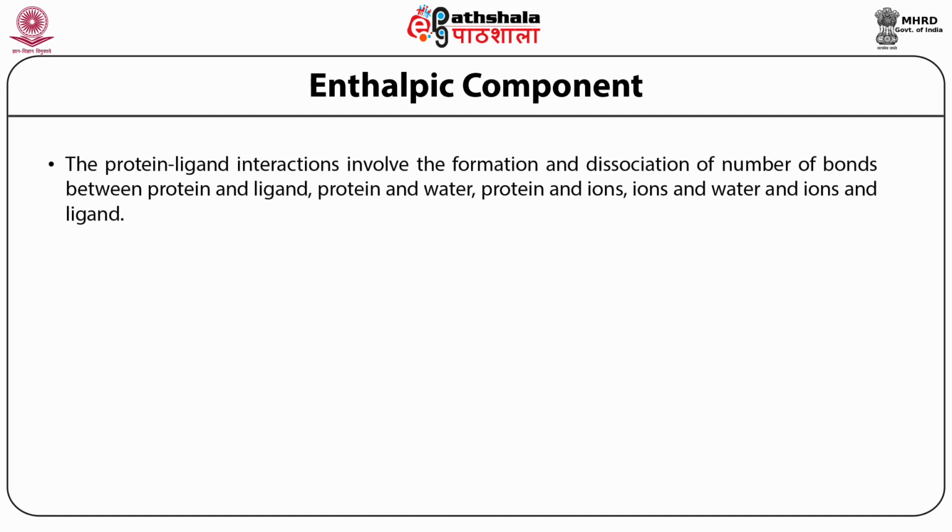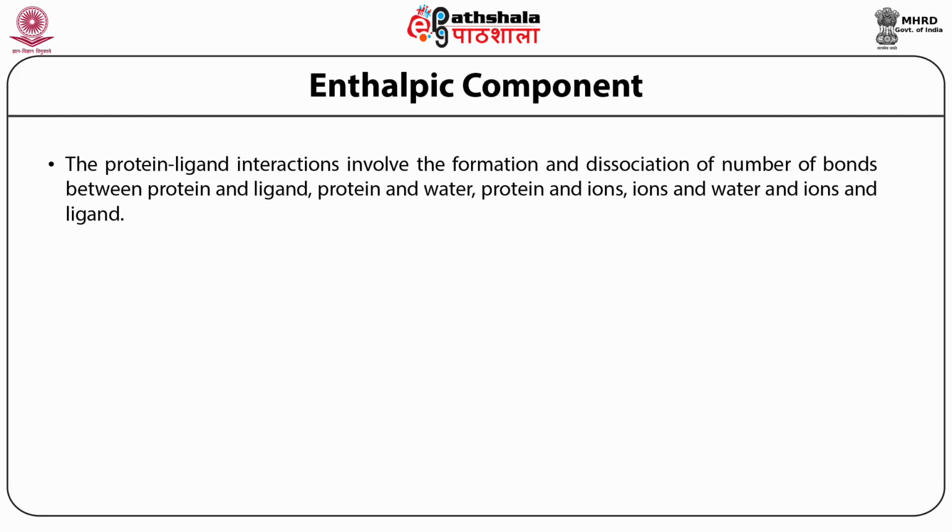Whenever a reaction takes place, there is a formation of bond and dissociation of bond. Similar is the case with the protein ligand interactions. Some bonds are formed and some bonds are broken. Not only bonds between protein and ligand, there are bonds between protein and water, protein and ions, ions and water, and ions and ligand. So, whenever protein binds with a ligand or ligand binds with a protein, few of these bonds are going to be broken and few of the bonds are going to be formed.